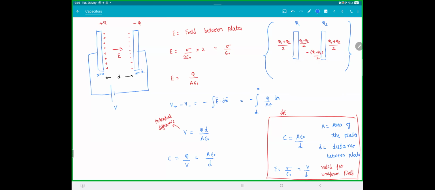You can note down these things if you want. Q is equal to CV, capacitance, and the field. Just write it on the side, you'll need it. Clear with this? Great. Let's see one simple question on this.